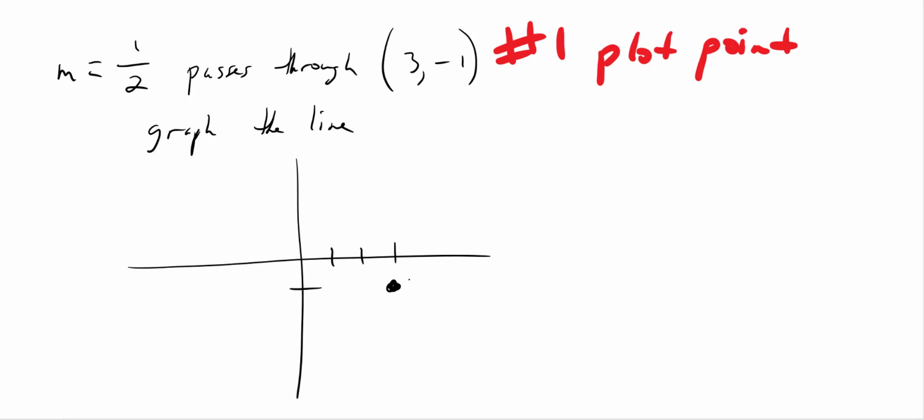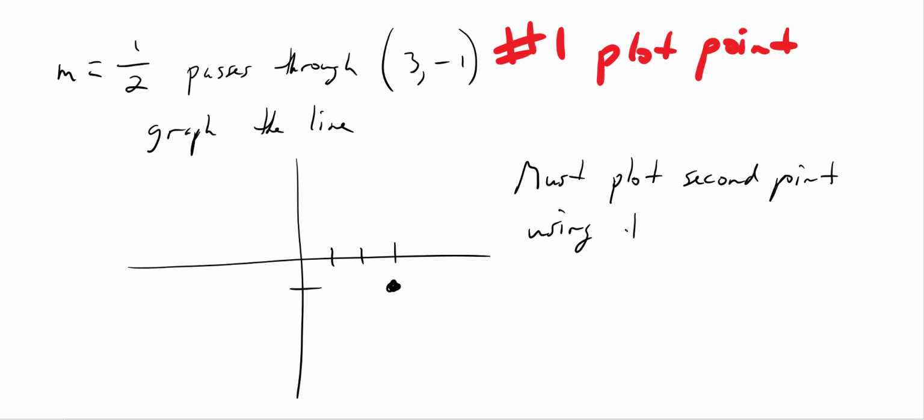Now the slope is positive 1/2. This is so important, guys: you must plot a second point using the slope. Basically, you want to start at the first point. So I'm going to start right here, and the slope is positive 1/2, so I'm going to go up 1 and over 2. I'm just going to draw a little line. Up 1 and then over 2, and then you put another point there. That's all you do. And then the last step is don't forget to draw the line.